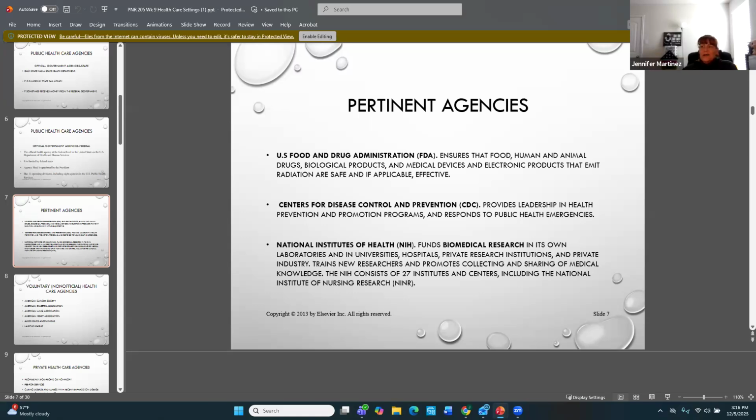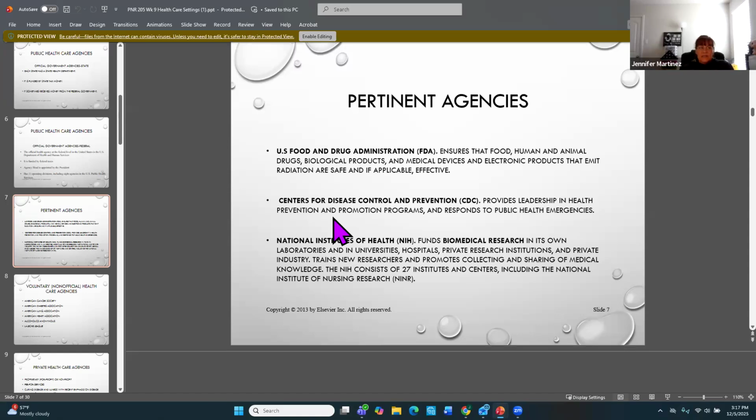So NIH, they fund biomedical research, and not only in its own labs, but also in universities, hospitals, some of your private research institutions, as well as other private industries. They also train new researchers. They promote the collecting and sharing of medical knowledge. And there's 27 institutes and centers that fall under the National Institutes of Health. So it is a pretty big organization.